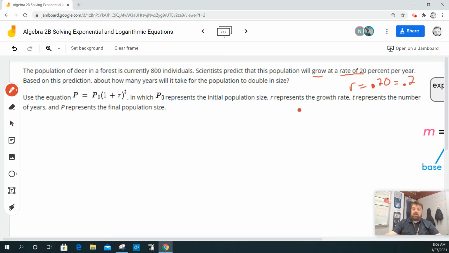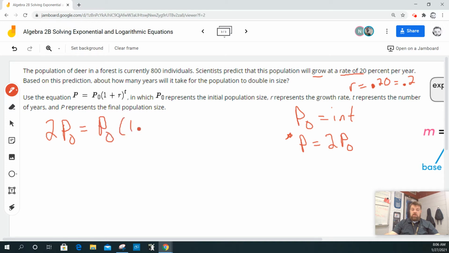So here's an interesting thing. For the population to double, this is the initial population, and this is the final population, right? But we want the final population to be 2 times the initial population. Do I know what the initial population is? No. So I could rewrite this equation as 2 times the initial is equal to the initial times 1 plus 0.2 raised to the t.